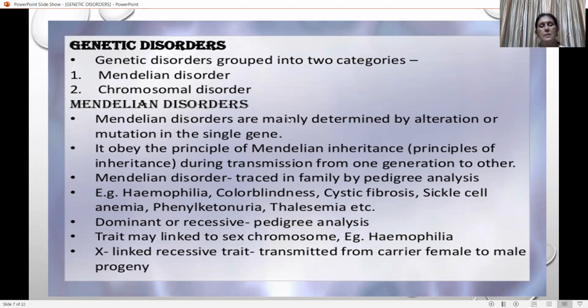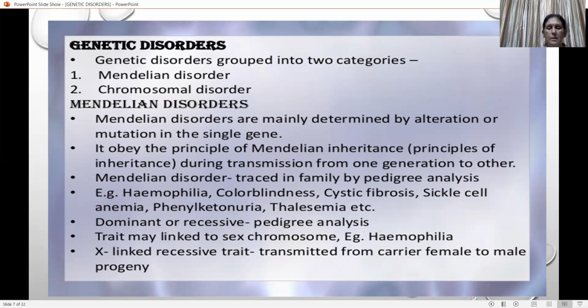Mendelian disorders are mainly determined by the alteration or mutation in a single gene. They obey the principle of Mendelian inheritance. That means this type of genetic disorder follows Mendel's law, the principle of inheritance, but during transmission from one generation to the next, some kind of mutation occurs. And in what part? That is the mutation in a single gene. Mendelian disorders can be traced in a family by pedigree analysis, or family tree.